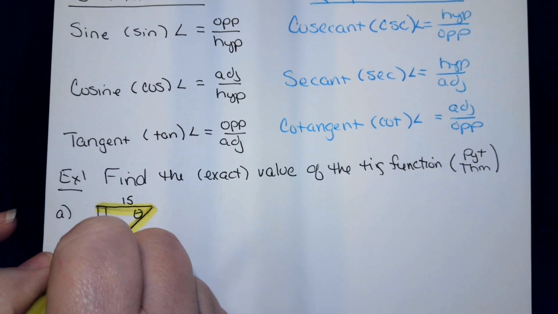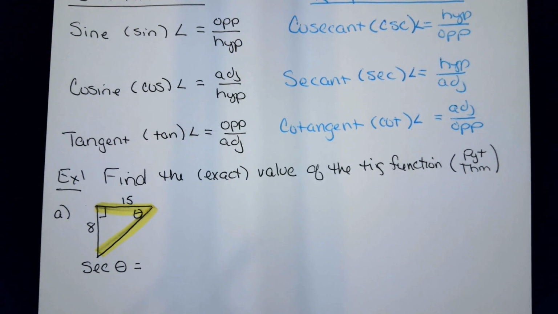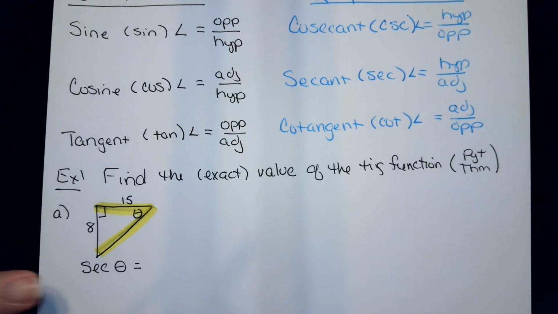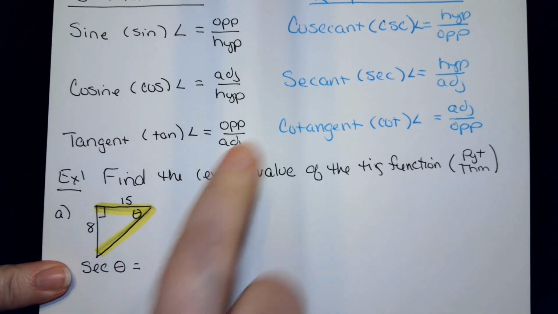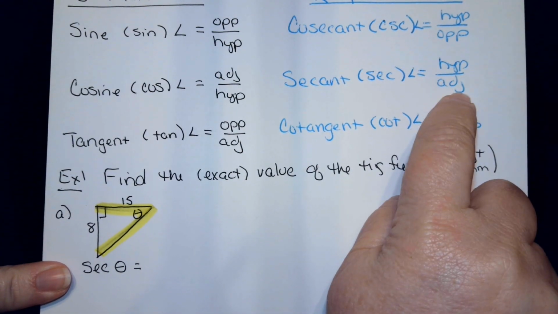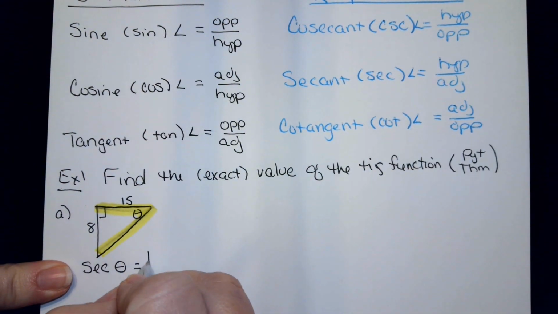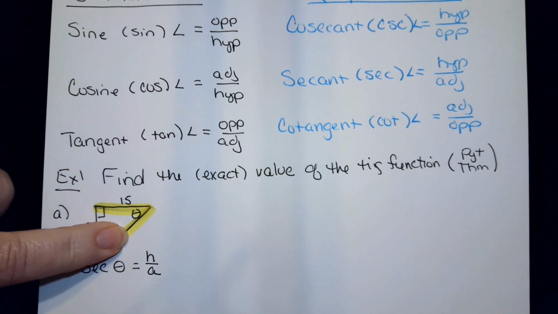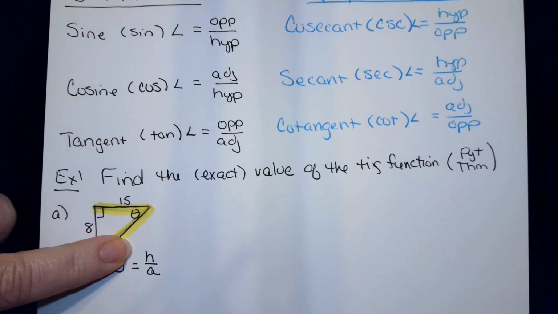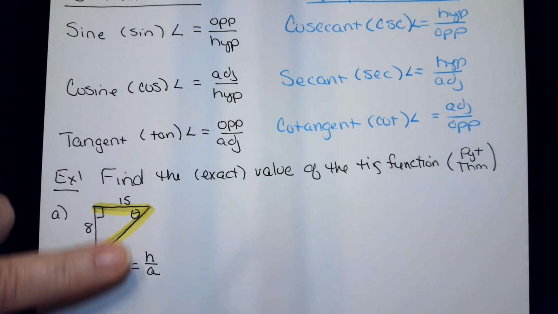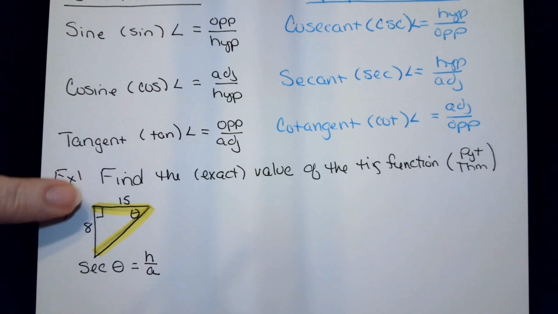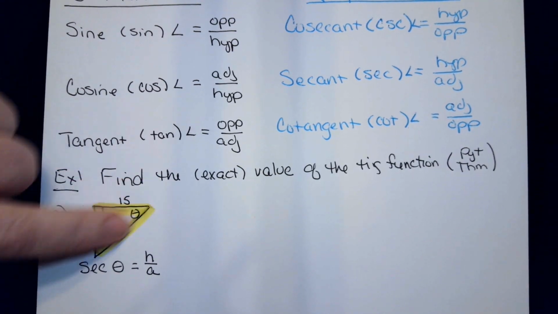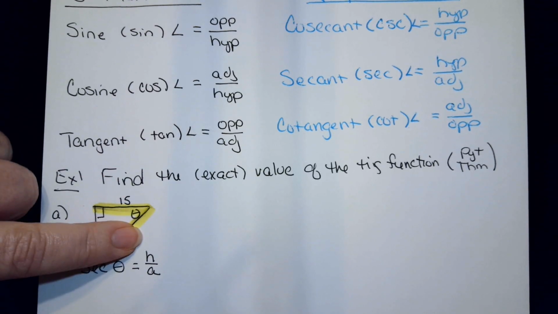I'm going to highlight the angle that I'm working with. Alright, secant. We know that the secant is the hypotenuse over the adjacent, so it's our H over A. Okay, so do I know my hypotenuse? I do not know the hypotenuse, so I'm going to have to find the hypotenuse. Do I know my adjacent? Alright, well, remember, when you highlight the angle, the adjacent and the hypotenuse make up the angle.